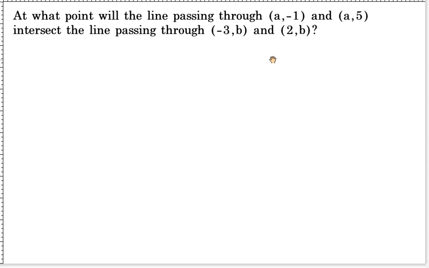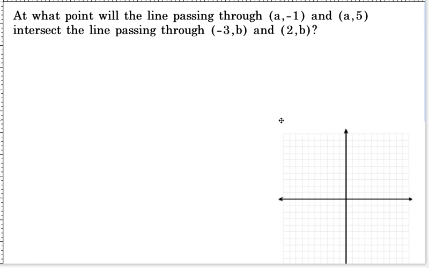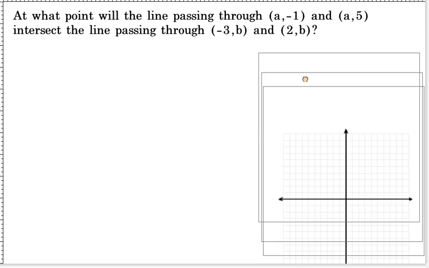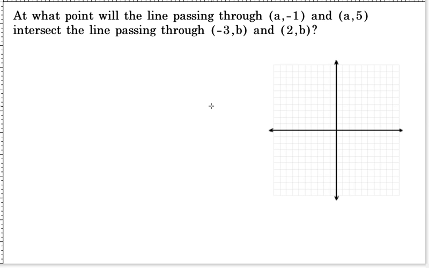At what point will the line passing through (a, -1) and (a, 5) intersect the line passing through (-3, b) and (2, b)? Now if you remember on the homework PDF, I supplied an XY axis and suggested that you may want to use that to convince me of your argument.